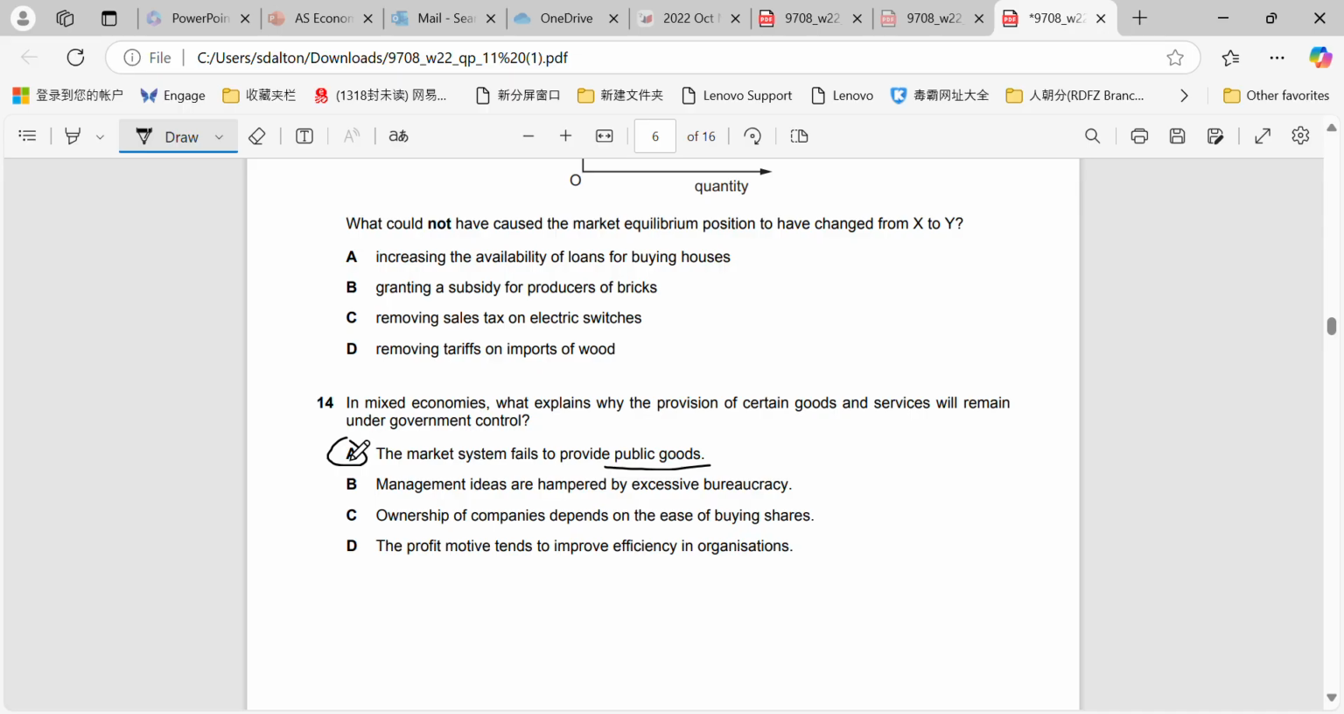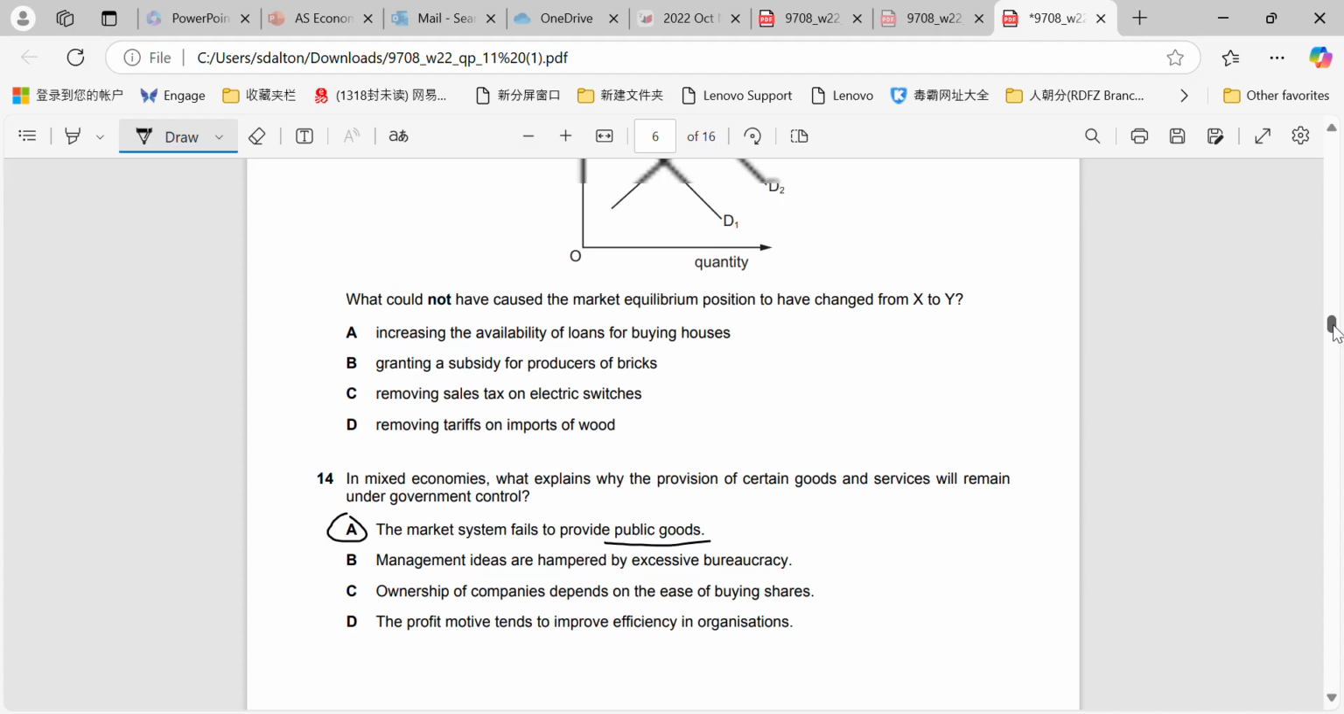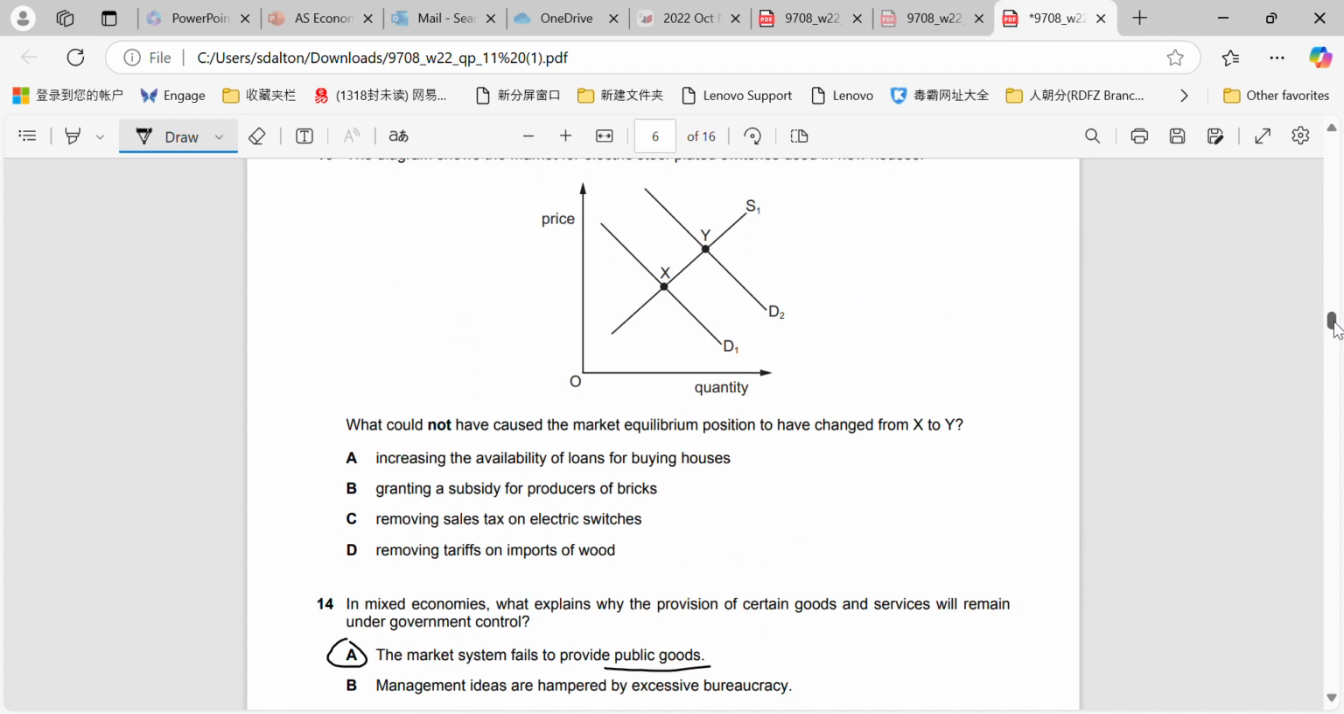Right? Everything else, not relevant. Why in mixed economies do some goods and services remain under government control? The answer will always be public goods. Absolutely no other possibility. It's the only question they ask relating to that.